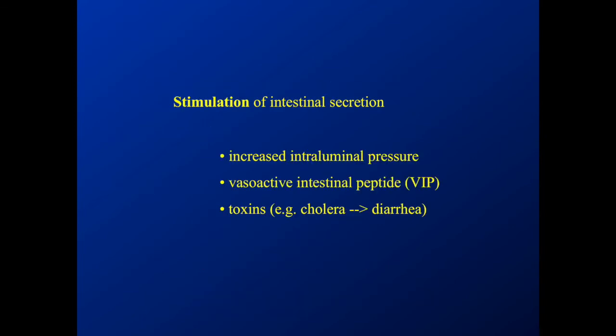The stimulation of intestinal secretion is increased by just having foodstuffs in the small intestine. This will increase the intraluminal pressure, and that's going to stimulate the secretion of this mucus. Vasoactive intestinal peptide also has a minor contributing role to stimulating the release of this mucus. And then under pathological situations, toxins can increase the rate of this secretion dramatically.